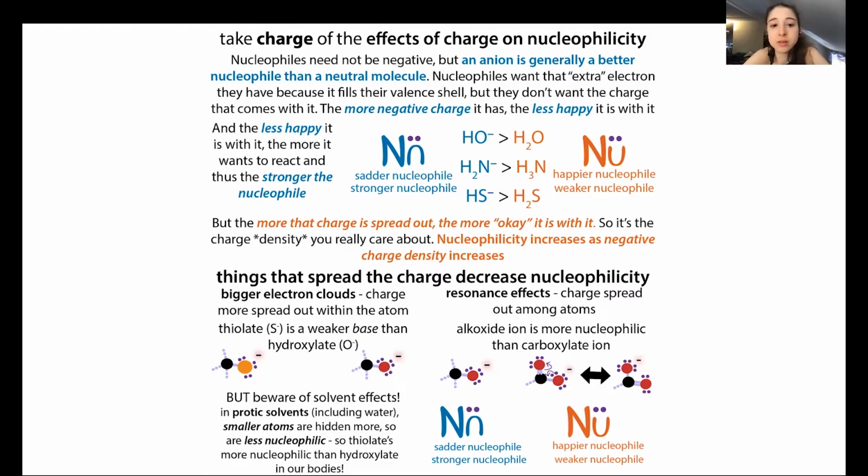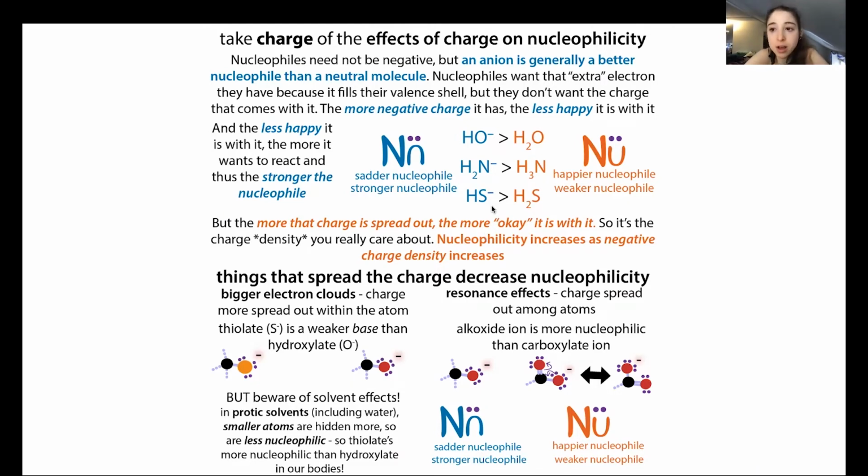And so we can see that these negative forms, this is why OH minus is more nucleophilic than H2O. Even though this oxygen can act as a nucleophile, it's much less ready to do so. It can act as a base and get protonated to H3O plus, but it's much less likely to do it than this OH minus group. And similarly for other things.